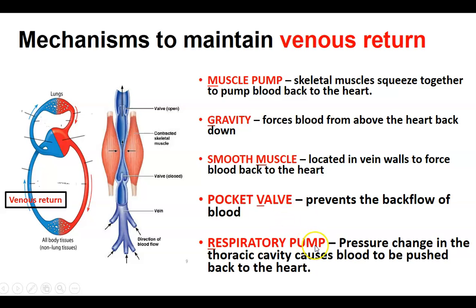Final one then is the respiratory pump. This talks about our lung area and rib cage, which you won't have studied yet. This is called the thoracic cavity, or the thorax. In the thoracic cavity, during exercise, there's a change in air pressure, and when that change of pressure happens, it allows the blood to be pushed back to the heart. So you have to learn this section: the pressure change in the thoracic cavity, within the lungs, causes the blood to get squeezed back towards the heart.